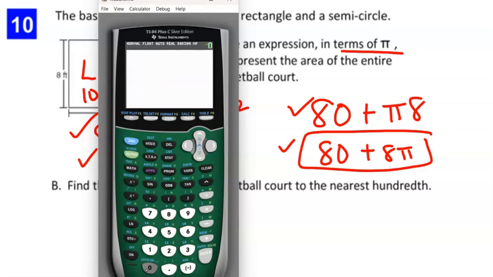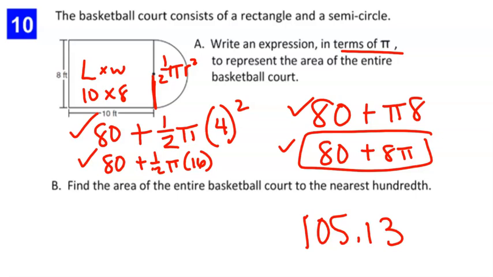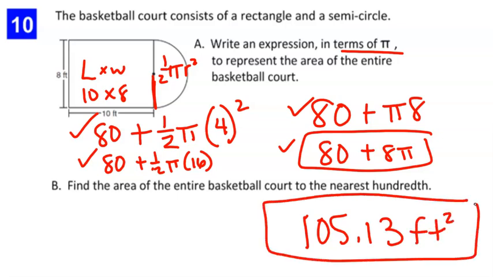So I'm going to type 80 plus 8, and right here in blue, second exponent, I see the pi sign. And make sure you're rounding to the nearest hundredths, so that's 105.13. And let's get the dimensions. It's feet. We're talking about area, so it's feet squared. And that concludes Regents Review number 17.